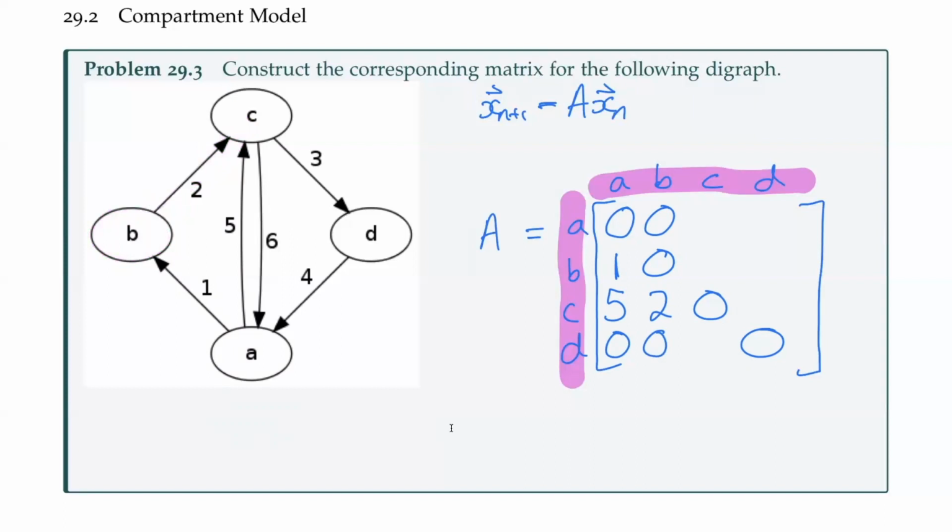From C, we have this arrow going to A of weight 6, and this one going to D of weight 3. So we have 6 from C to A, 0 from C to B, and 3 from C to D. And then finally, we just have one arrow coming out of D, weight 4 going to A. So we have 4, nothing to B, nothing to C. And that is the matrix that corresponds to this digraph.